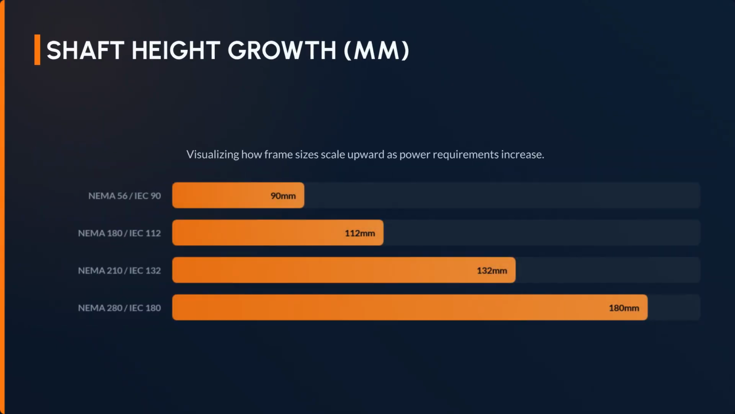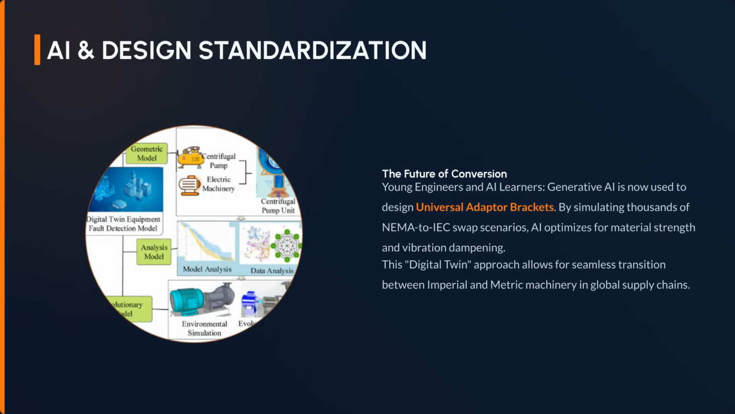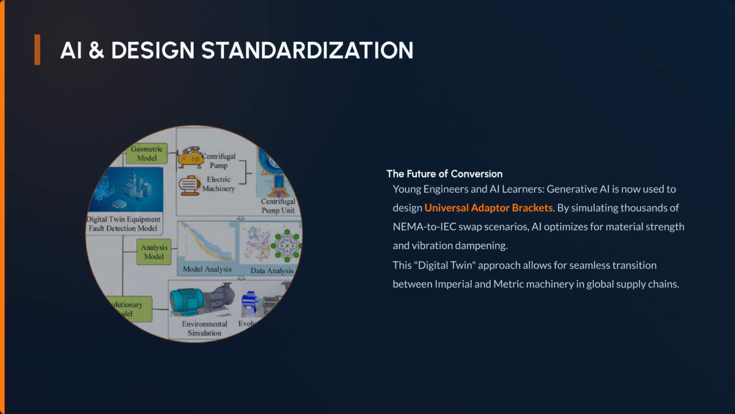This visual shows the shaft height growth in millimeters as power requirements increase across equivalent NEMA and IEC frame sizes. In the future of conversion, generative AI and the digital twin approach are being used to design universal adapter brackets. This optimizes for material strength and allows for seamless transitions between Imperial and Metric machinery in global supply chains.